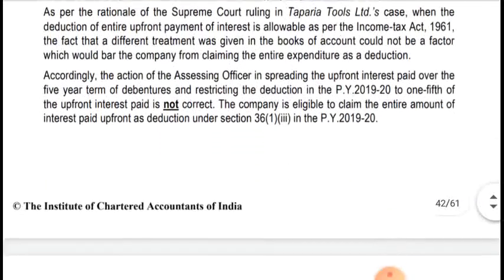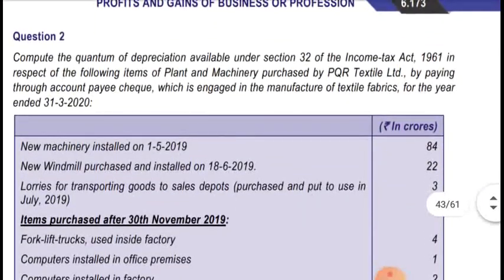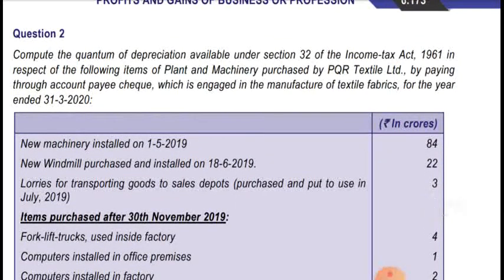Now moving to question number 2. Compute the quantum of depreciation available under section 32 of the Income Tax Act 1961 in respect of the following items of plant and machinery purchased by PQR Textile Limited by paying through account payee cheque, which is engaged in the manufacturing of textile fabrics, for the year ended 31st March 2020. Okay, so we have to calculate the depreciation under section 32, and PQR Limited is engaged in the business of textile.